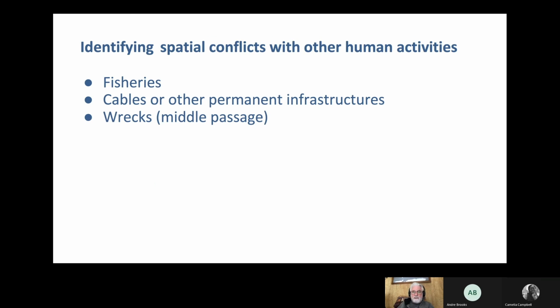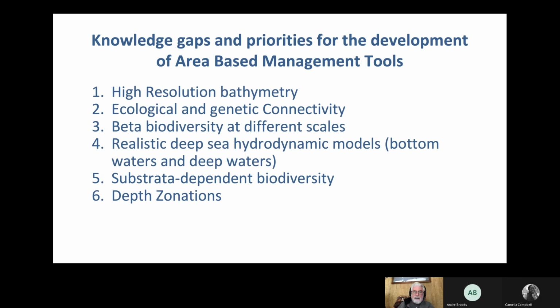So finally, just a couple of other issues that we feel would be important in the future with area-based management tools is to also start to think of possible conflicts or interactions with other human activities, so fisheries, cable laying, wrecks, other kinds of information that could be of importance within the region. As well as other priorities, these are some top hits that we really think we need. High resolution bathymetry in a comprehensive manner is essential for this type of region. Ecological and genetic connectivity data, beta diversity, more realistic hydrodynamic models of bottom waters, substrate-dependent biodiversity, and depth zonations we think are very, very important. Thank you.